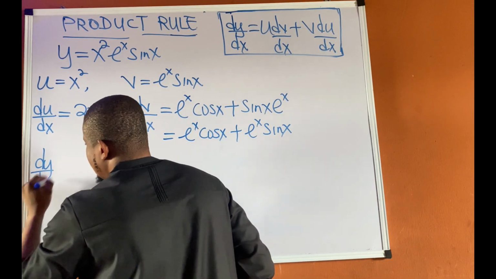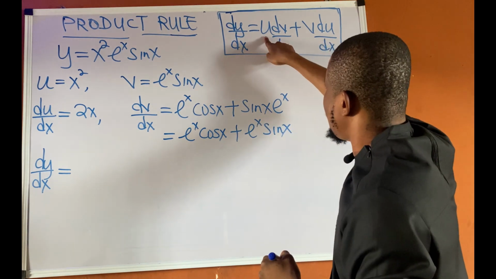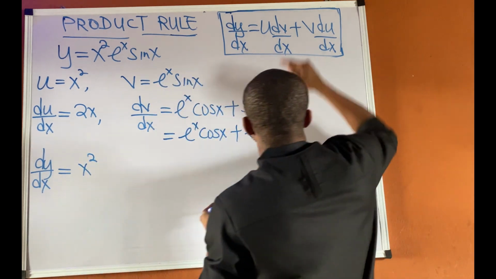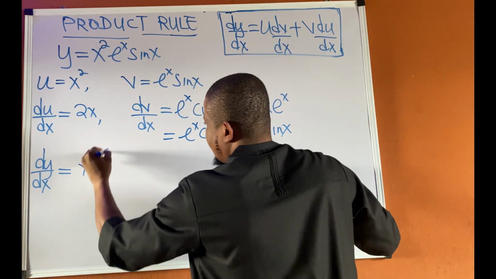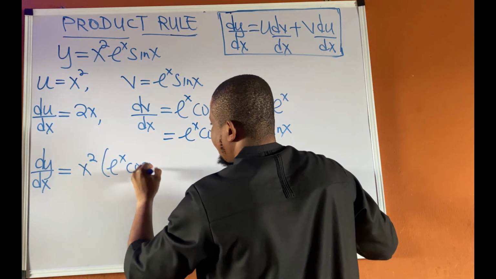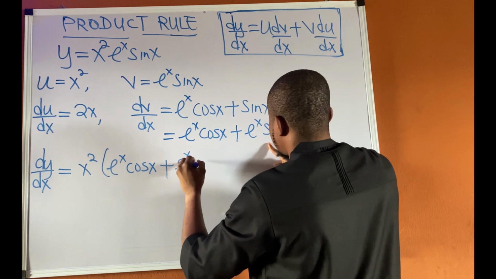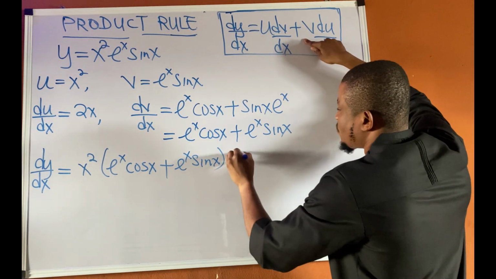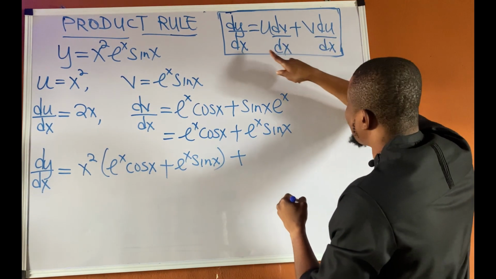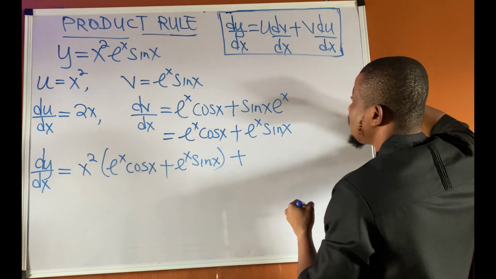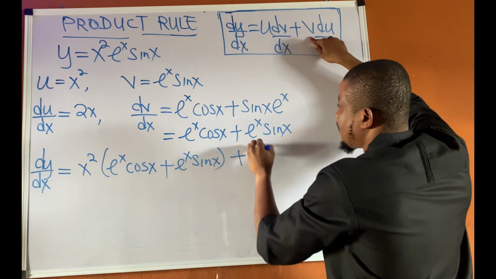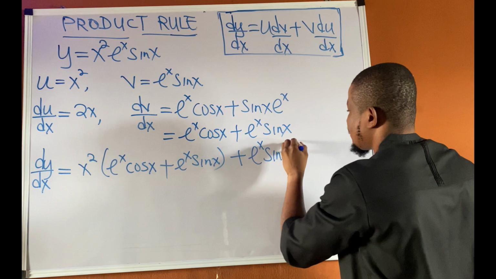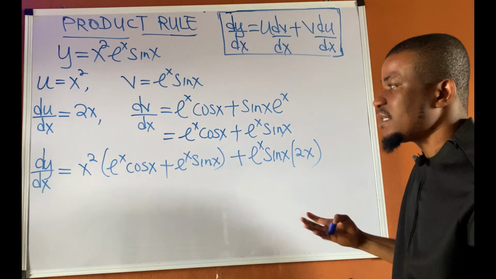And by product rule, dy dx will be u dv dx. u is x squared. Then dv dx is exponential x cos x plus exponential x sine x. That is my dv dx. Then a plus, then v here, following this rule accordingly, v is exponential x sine x. Then my du dx is 2x. This is my dy dx.